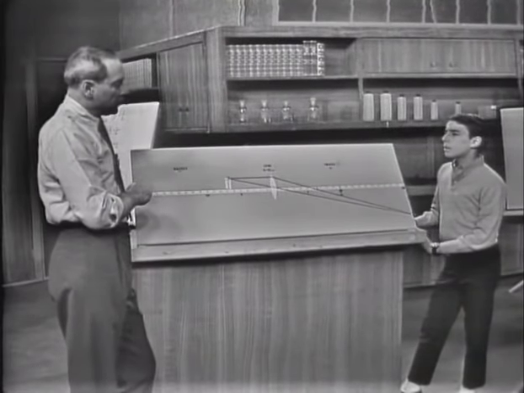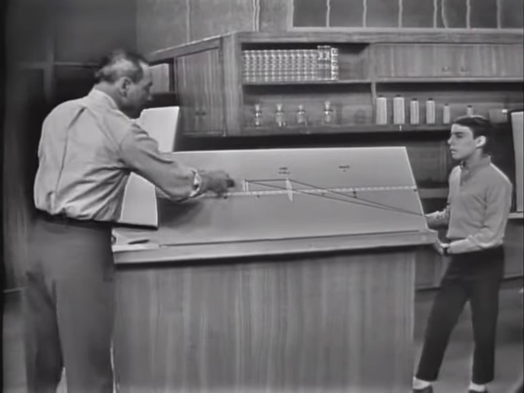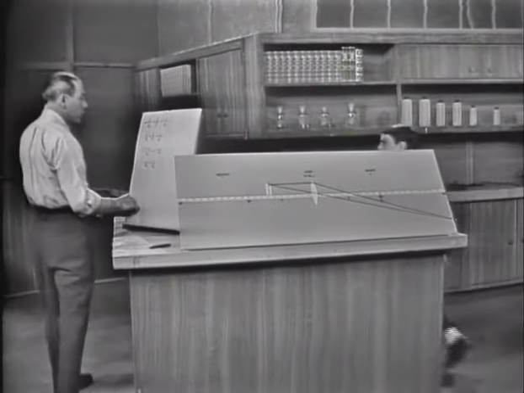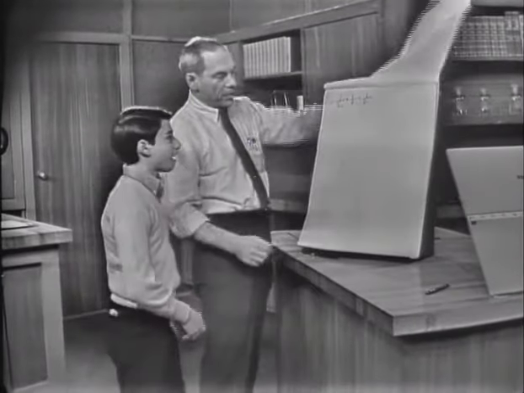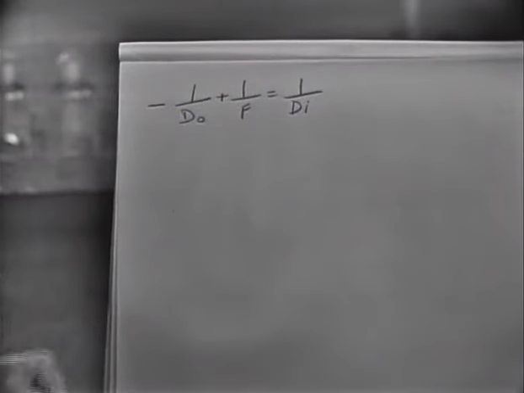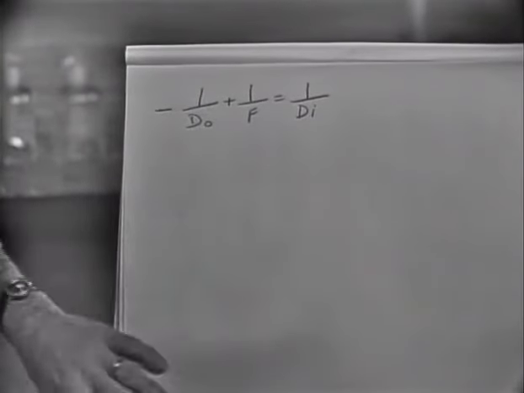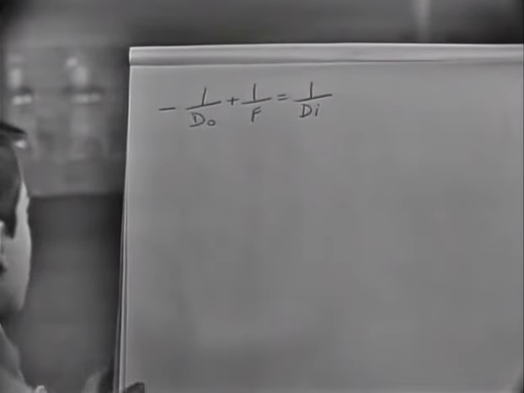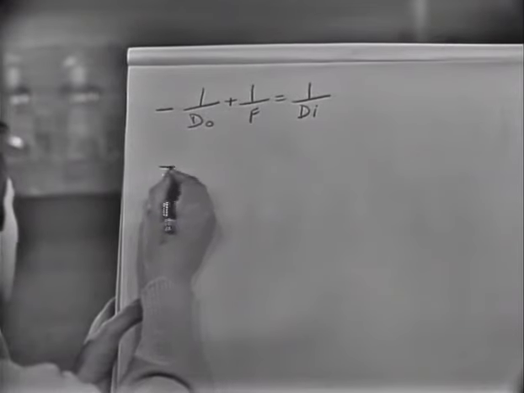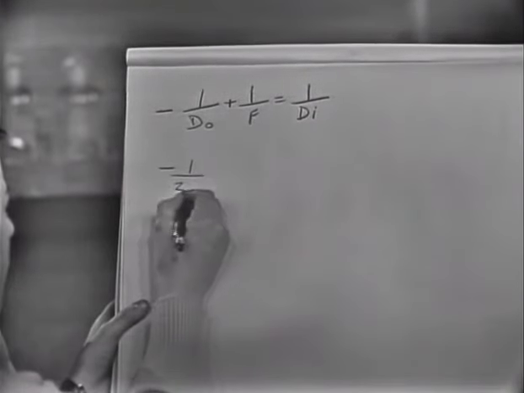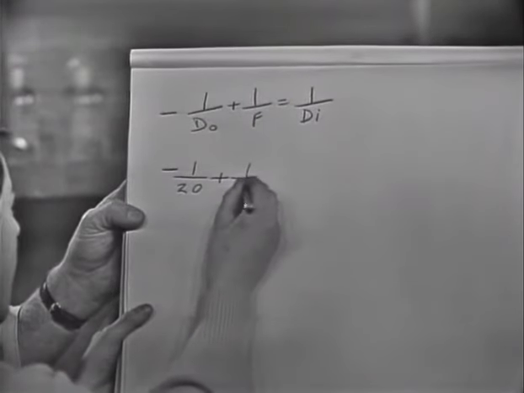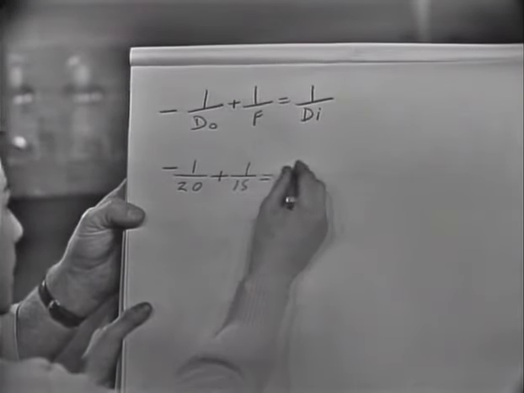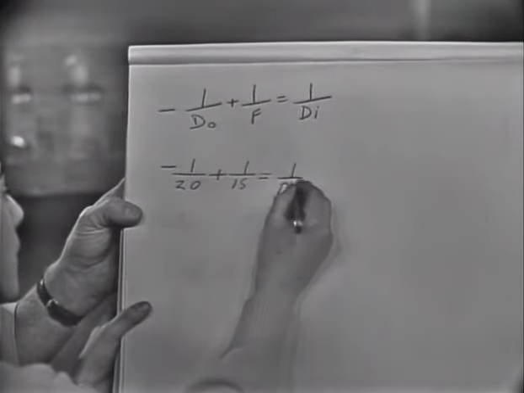Let's work it out mathematically and see what happens when you have the object at 20. This time you can do it. I have the formula already written for you. Mistakes don't count? No, you won't make any mistakes. It's not that difficult. All right. First, you're going to put down minus 1 over 20, right? Plus 1 over 15, right, focal length remains the same, equals 1 over di. Right. So far, so good.